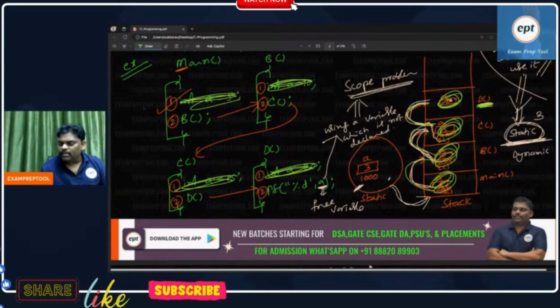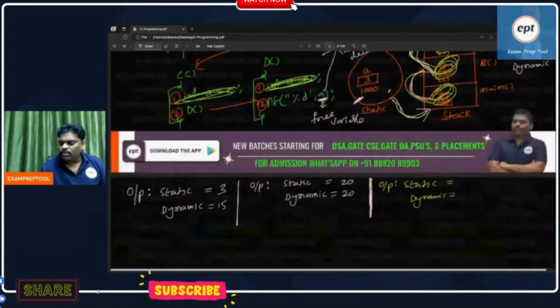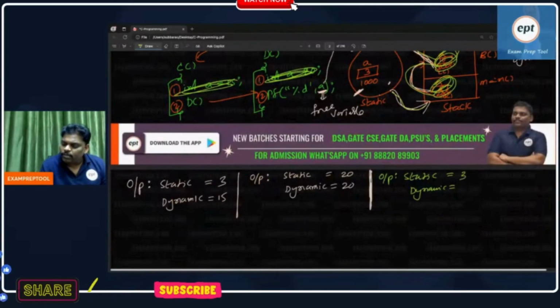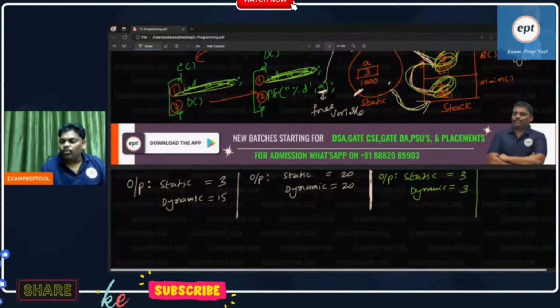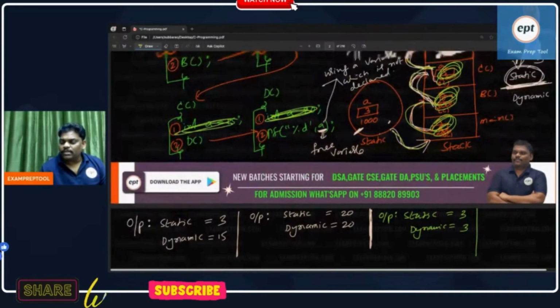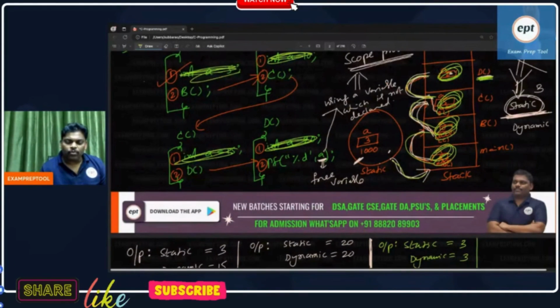See, he is already there. In the static area, one more person is available. Worst case, he will go there. 3 will be printed. Both will print. Worst case, it will print the global variable.